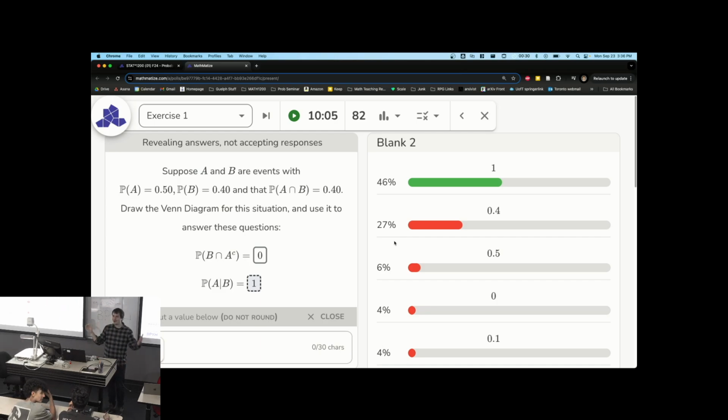So if you have the correct Venn diagram here, you should notice something interesting going on, which is that one of the circles is completely in the other circle, right? So if you are a B, you are definitely an A. In this problem, if B happens, then A definitely happens. And that is why this conditional probability, the chance of A happening given that B happened, is 100%, right? All of the B's are also A's. Vice versa is not true.